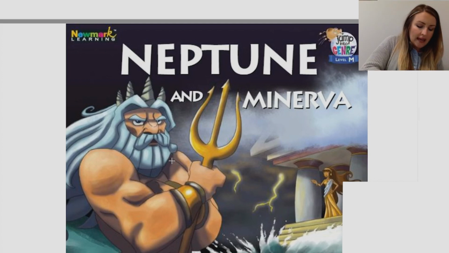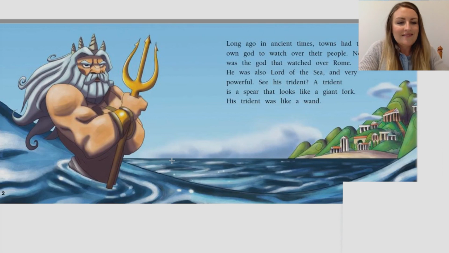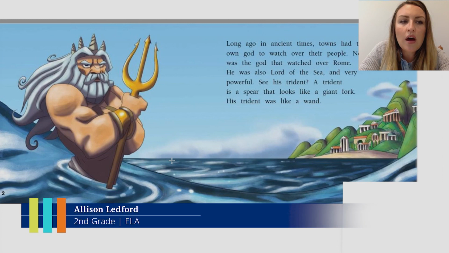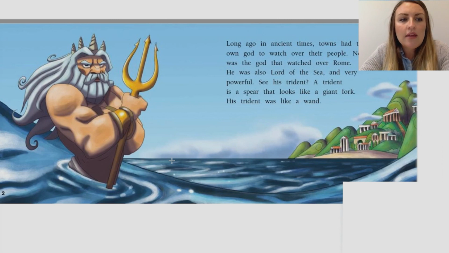All right, let's start reading, boys and girls. All right. Long ago, in ancient times, towns had their own god to watch over their people. Neptune was the god that watched over Rome. He was also lord of the sea and very powerful. See his trident? A trident is a spear that looks like a giant fork. His trident was like a wand. Here we meet Neptune and look at his trident.